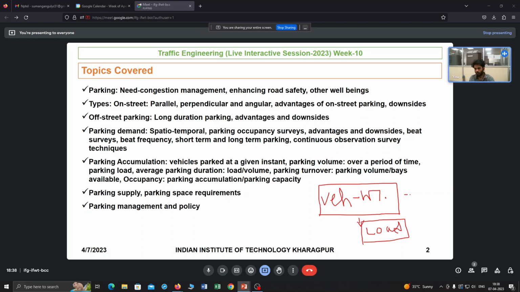Suppose you have 4 vehicles and you calculate the parking load by the summation of vehicle i into parking time i. The total volume is V, which can also be the summation of V. So parking load divided by parking volume is called the parking duration.